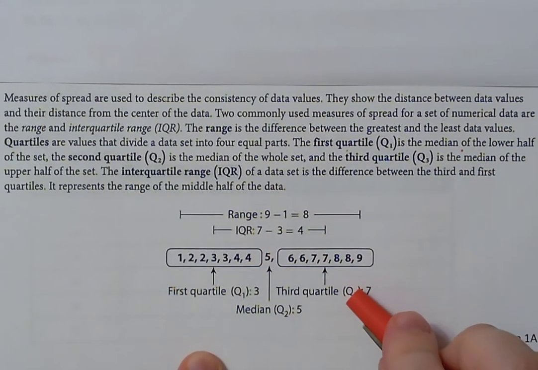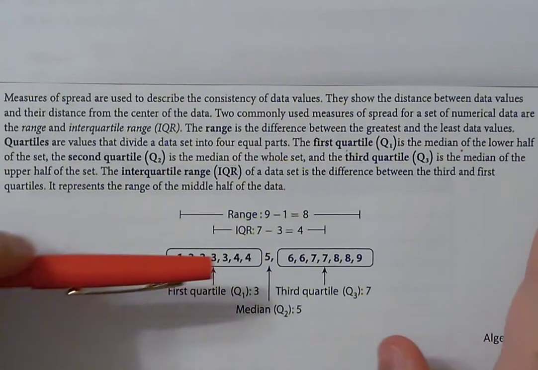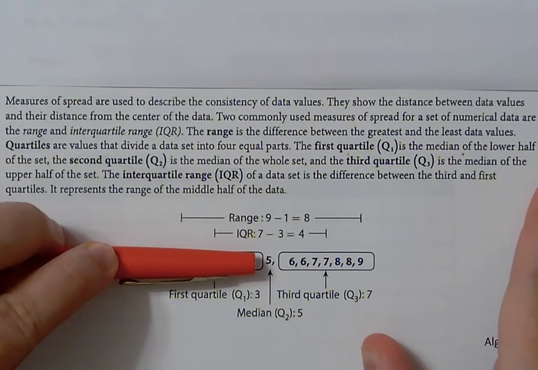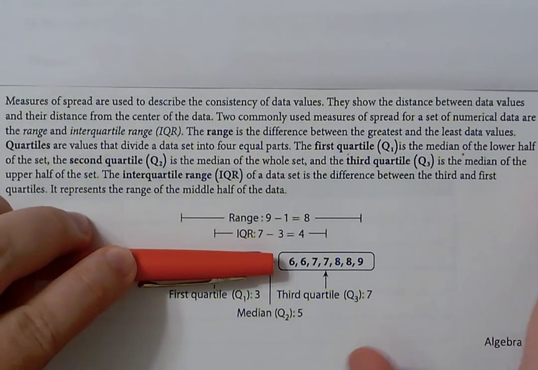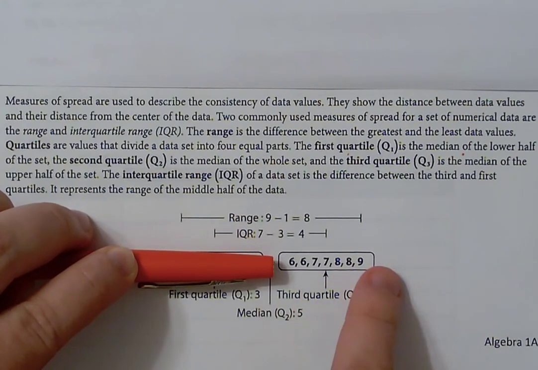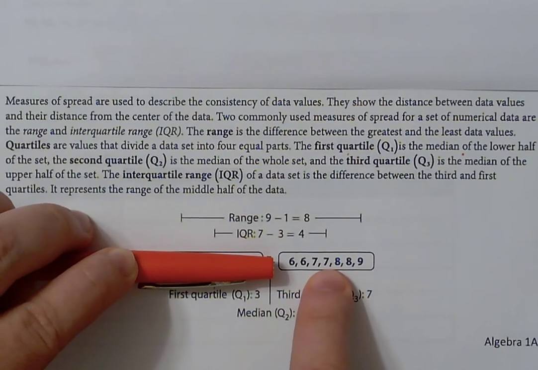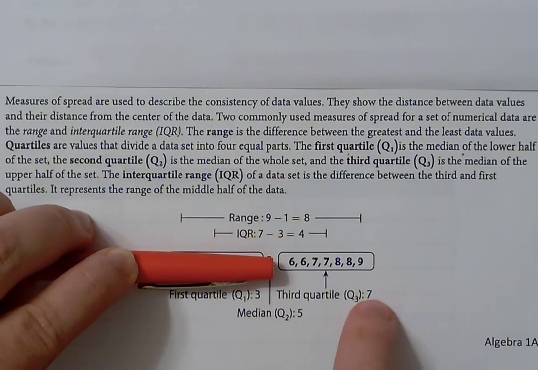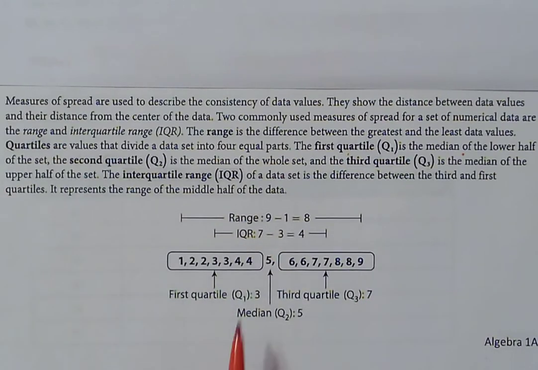Now to find the third quartile, you're going to ignore the first half of the data and the median, and you're just going to focus on the second half of the data. And you're going to find the middle number of the second half of the data, which in this case is 7. So 7 is our third quartile. So our first quartile is 3, our third quartile is 7.